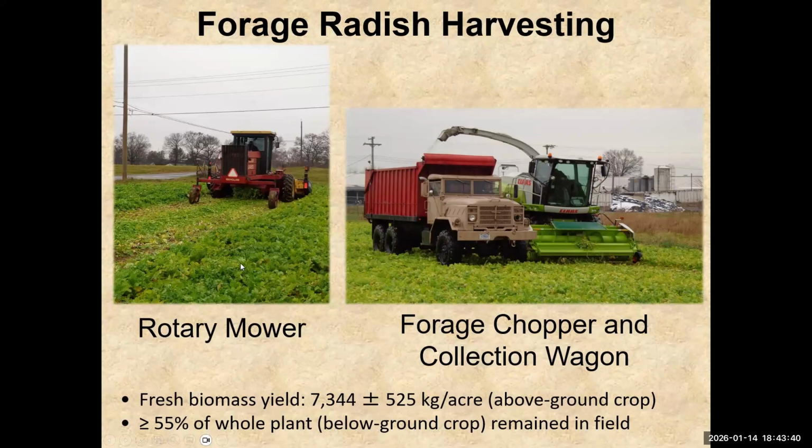And then that windrowed radish material was forage chopped and it was blown into an adjacent wagon for collection. So from this particular harvest, we collected about 7,300 kilograms per acre of above ground biomass. And it is estimated that at least 55% of that whole plant, so I'm referring to that below ground root, remained in the field for decomposition.